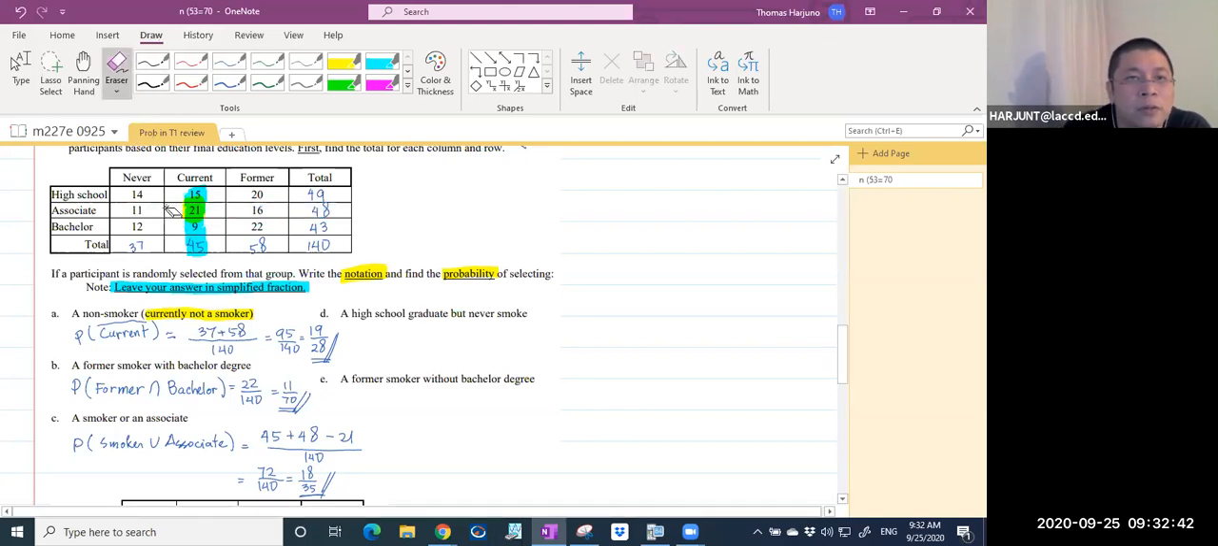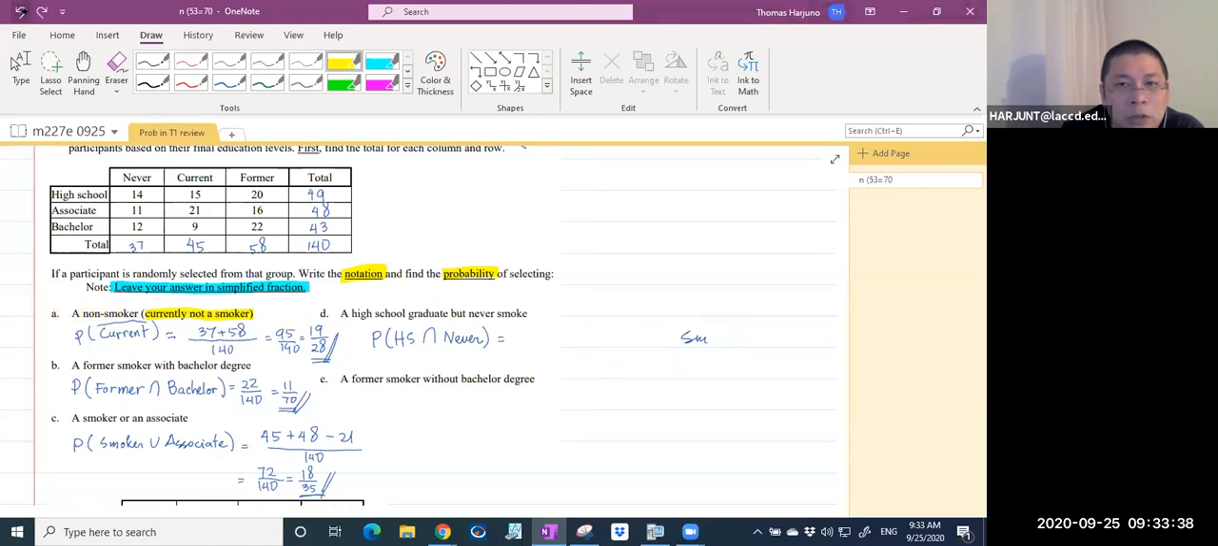Part D, let me erase this first, not to confuse me. Part D, probability of a high school graduate but never smoke. Do not use never smoke this way. Because this can also mean, according to our context here, not currently smoking. As in part A, not currently smoking refers to never and former smokers. So do not use never smoke with this notation, especially in this context, because we already assigned smoke as currently smoking.